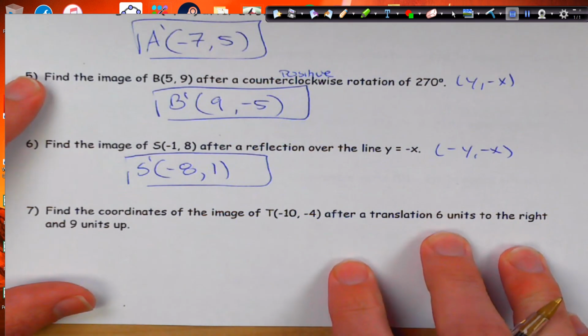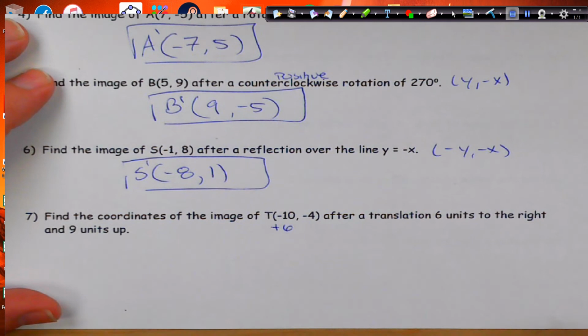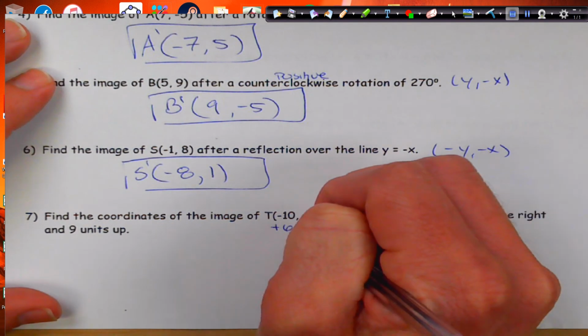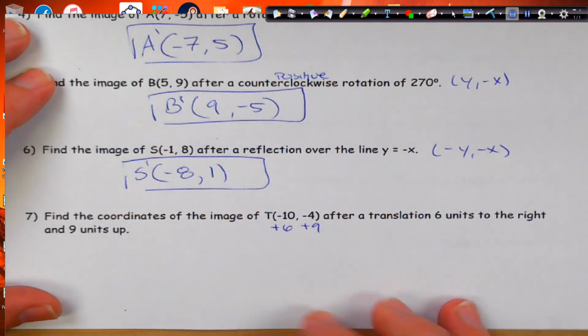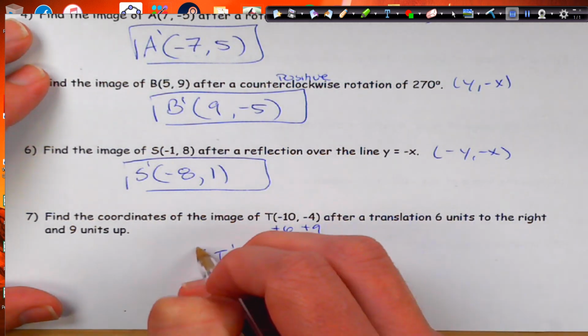After a translation of 6 to the right and then 9 up. So 6 to the right is going to be positive to the x, and then up is also positive to the y. So we're going to get negative 4 comma 5 for T prime.